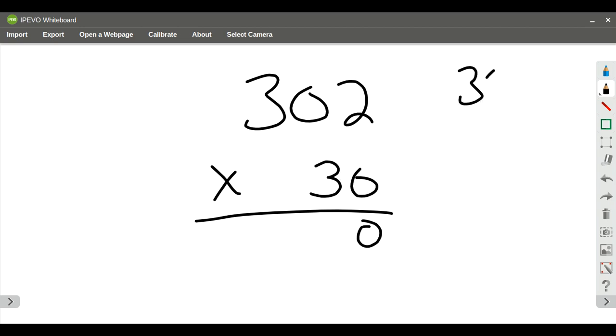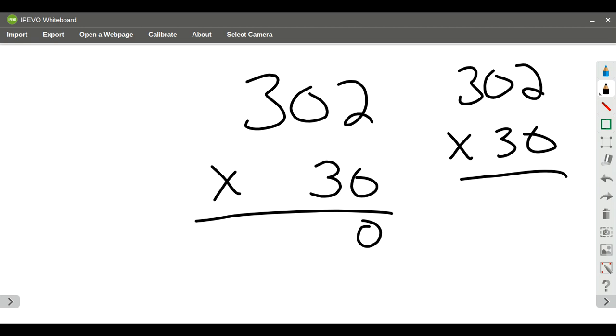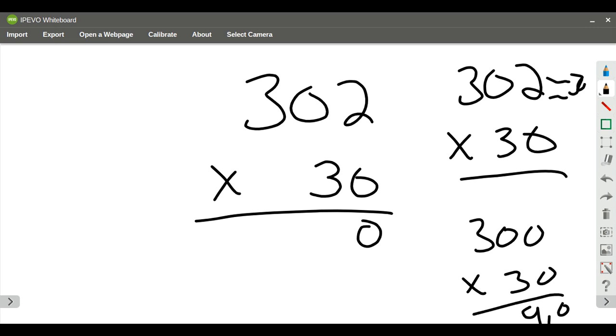So let's do my estimation to show you why this works. 302, that's around 300. So I'm going to do 300 times 30, which is going to be an estimate of 9,000. Okay, so my answer should be near 9,000. 3 times 2 is going to be 6. 3 times 0 is going to be 0. 3 times 3 is going to be 9.